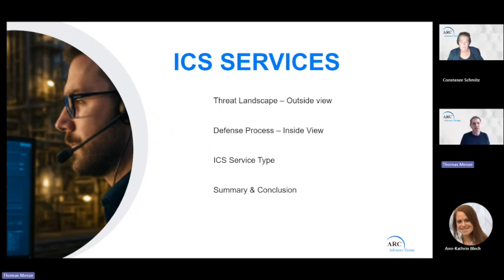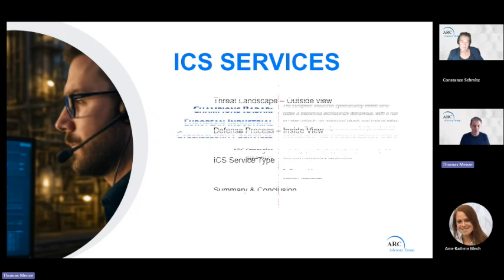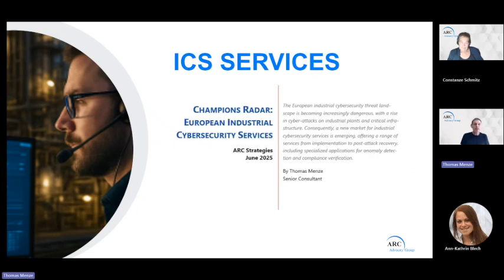It isn't new, but external cybersecurity services are becoming more and more important. We did a Champions Radar report here, and one citation from this report says the same thing. So what we see is the threat landscape in the outside view, and of course all these new regulatory requirements, especially here in Europe, justifying more and more cybersecurity services. And that was our motivation for this service radar.